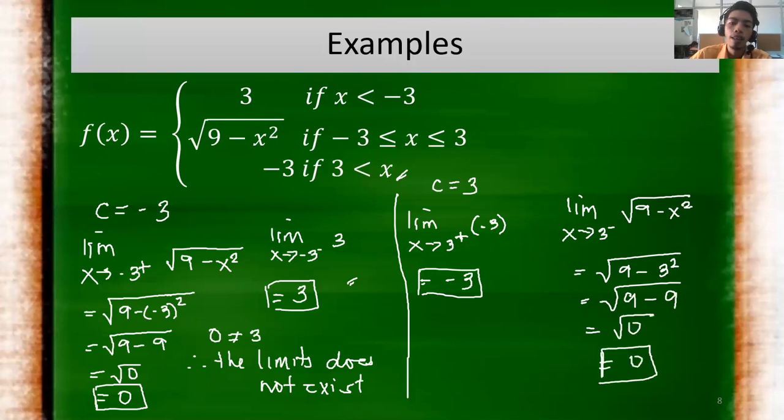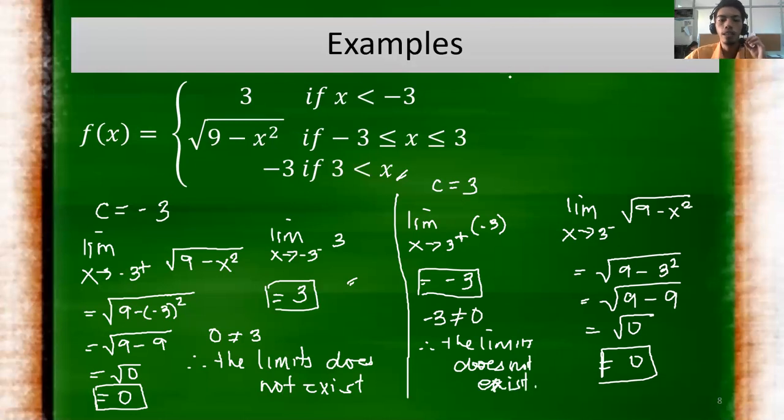Okay? So the right-hand limit is negative 3 and the left-hand limit is 0. Then it indicates that negative 3 is not equal to 0. And it means that the limit does not exist. Okay? So, ganyan lang. So, next example.